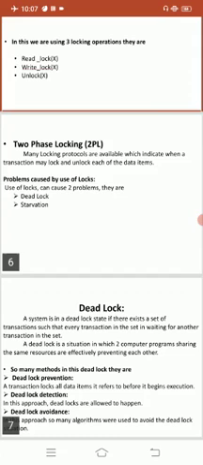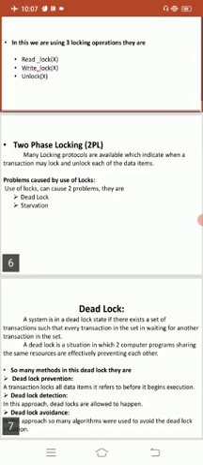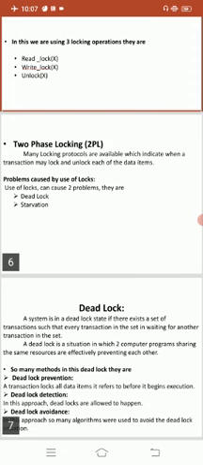Wound wait scheme. In this scheme, if a transaction requires a lock on a resource which is already held with a conflicting lock by some other transaction. Okay, fine. Deadlock avoidance. So here deadlock detection is there. Deadlock detection means in this approach deadlocks are allowed to happen. Deadlock avoidance means in this approach many algorithms are used to avoid the deadlock situation.